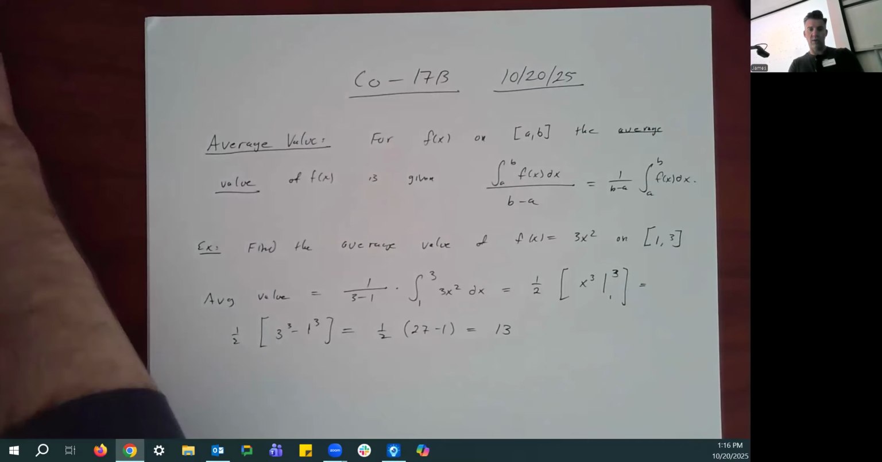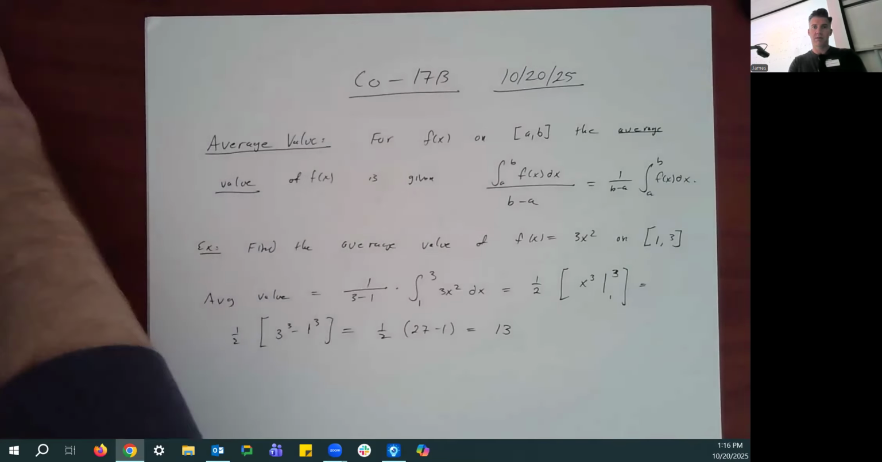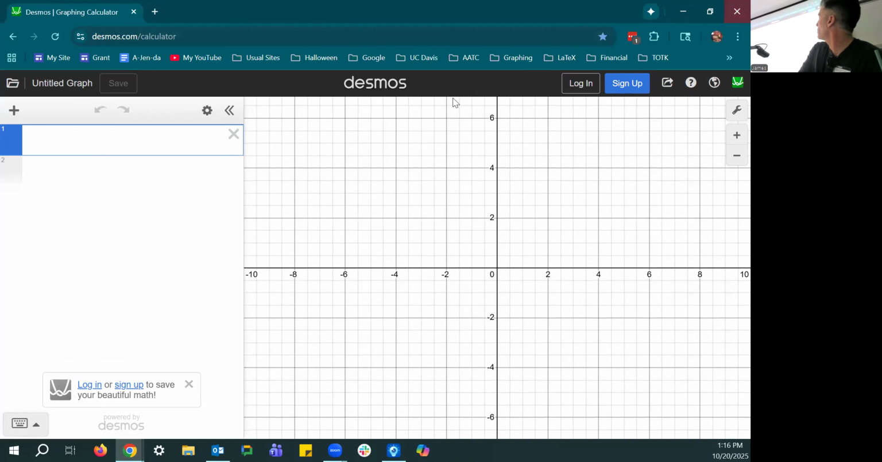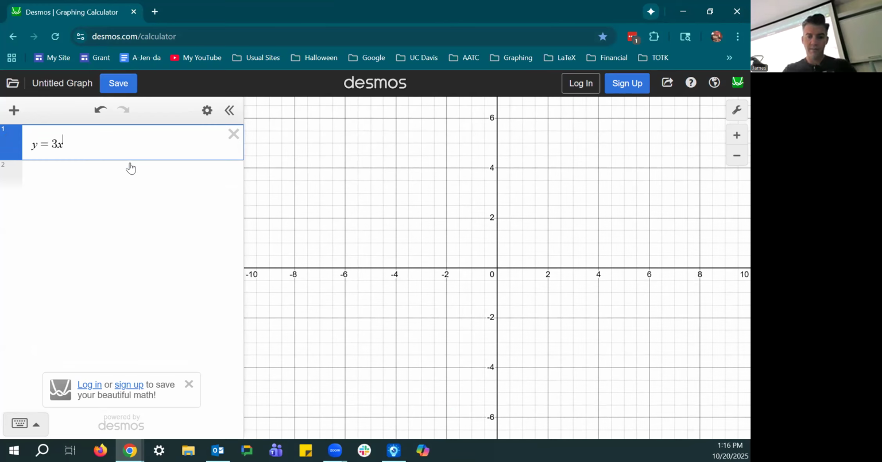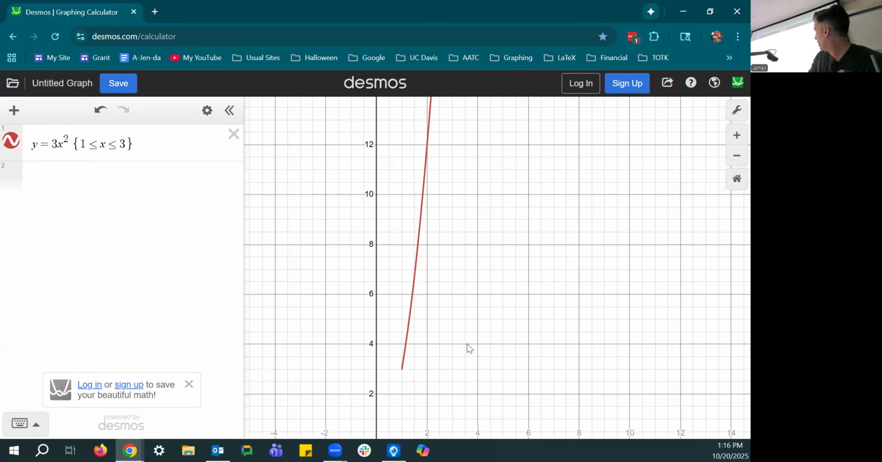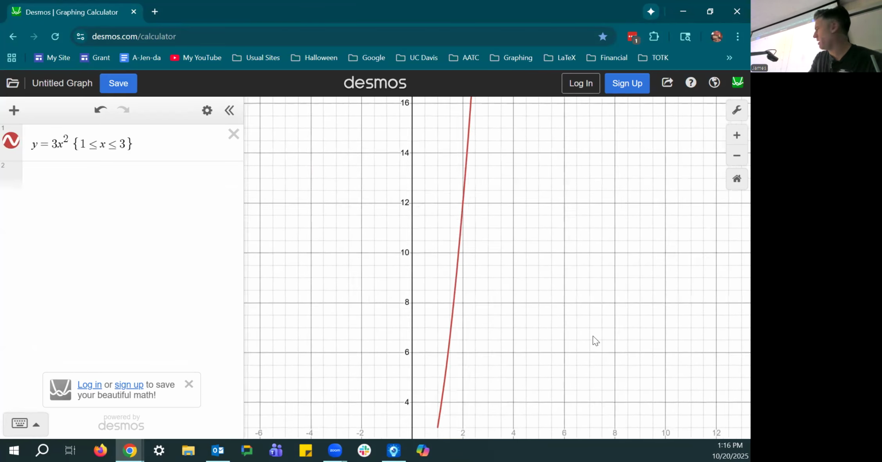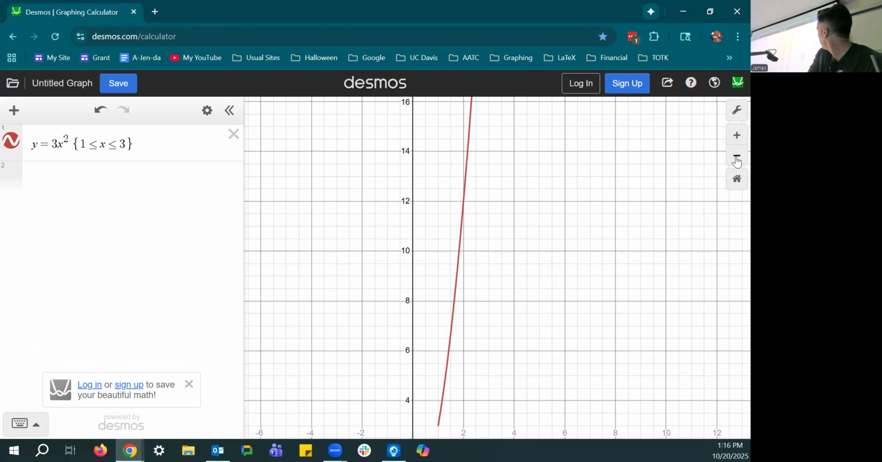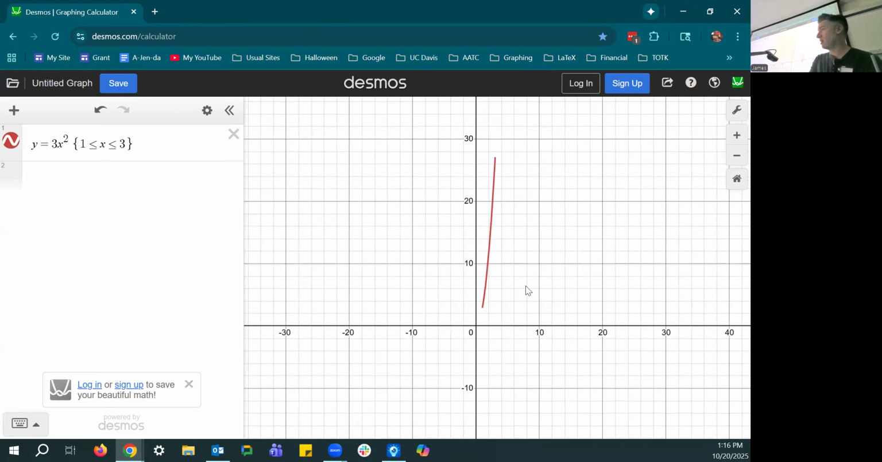Let me show you what we mean by this. It's much nicer if I just do this here. So we've got our function y equal to 3x squared, and let's limit ourselves to the interval from 1 to 3. That's not very great, so let's do this. Oh, that's kind of big. Let's zoom out a little bit. Okay, so there's my function.